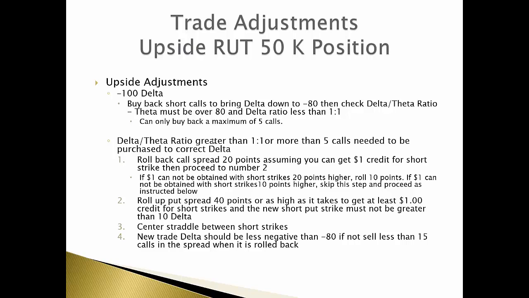It's $1 for the short strikes. If I can't get $1 for my short strikes at 20 points higher, I'm only going to roll back 10 points. If I can't get $1 at 10 points, which happens sometimes near expiration, I'm going to skip the rollback and just roll up the puts, and that's it. If you remember, I said in the rules that we don't roll down calls. Usually it's okay to roll up puts.